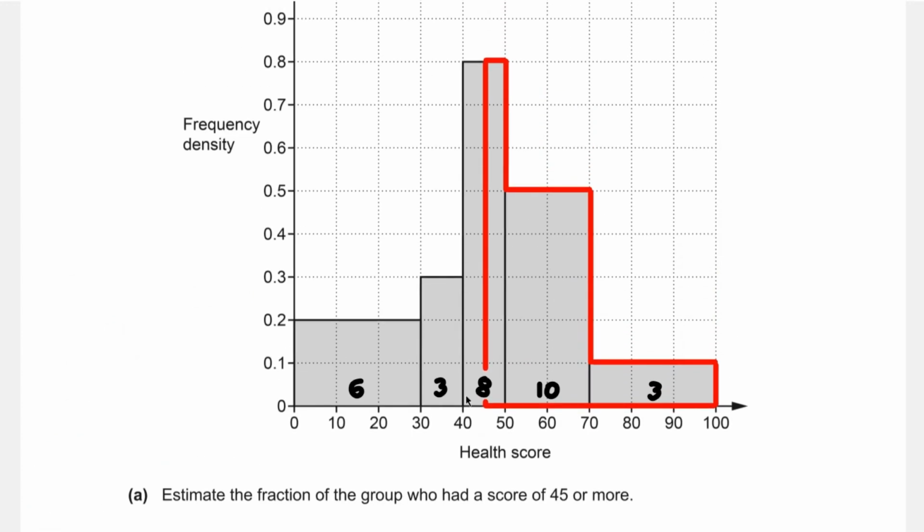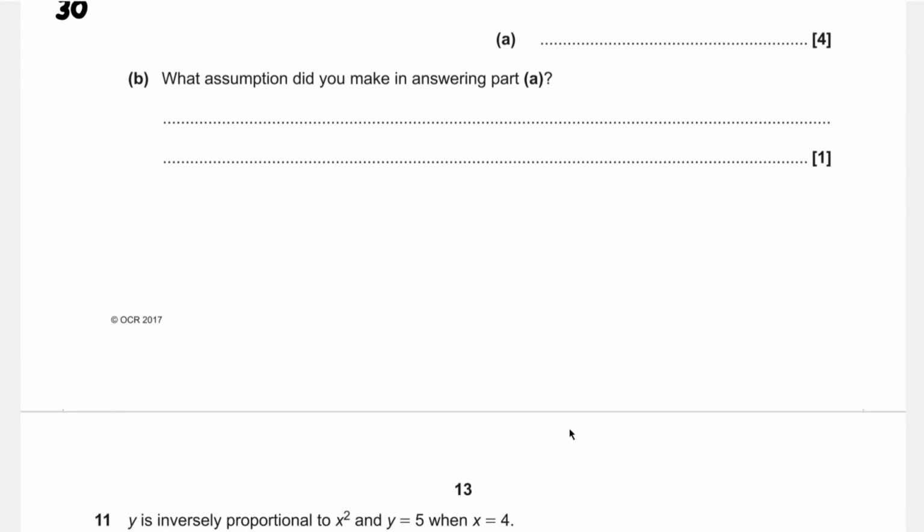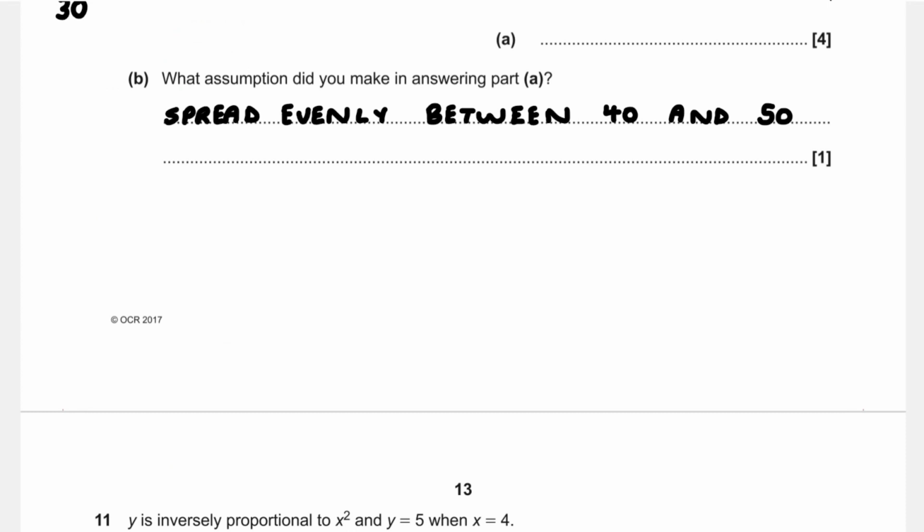Part B. What assumption did you make in answering part A? Well, when I halve this 8 to get the 4, I'm assuming that the distribution of people between 40 and 50 is spread evenly. So it's spread evenly between 40 and 50.